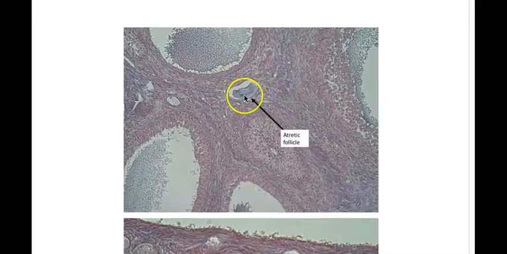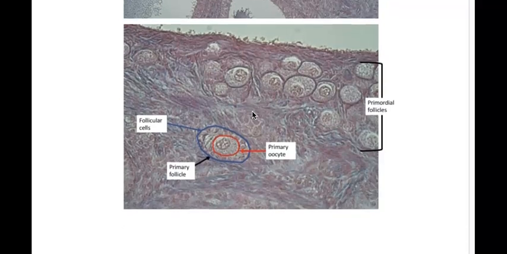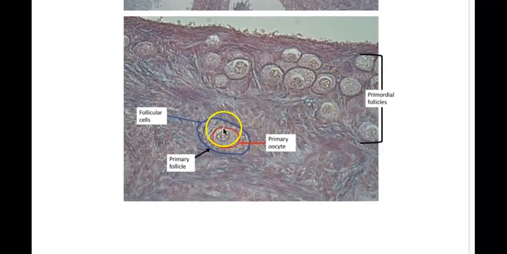An atretic follicle looks like that. It kind of looks either smushed, or sometimes it looks like a rubber band to me. So here's just some more pictures, primordial follicles. Again, this is a primary follicle. There's the oocyte as well as the cells.